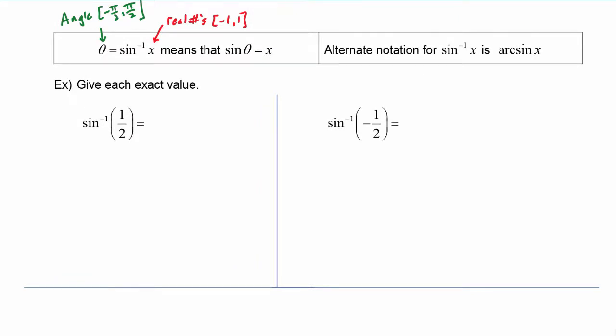We are ready now to try this example where we have to give each exact value. In this first one, we have to evaluate the sine inverse of 1/2. Now remember, the output of sine inverse of x is an angle. So that means this thing is an angle, and we can rewrite this in this form. That means saying that theta equals sine inverse of 1/2 is equivalent to saying that the sine of theta is equal to 1/2. Now remember, a very important limitation is that theta has to be from negative pi over 2 to positive pi over 2.